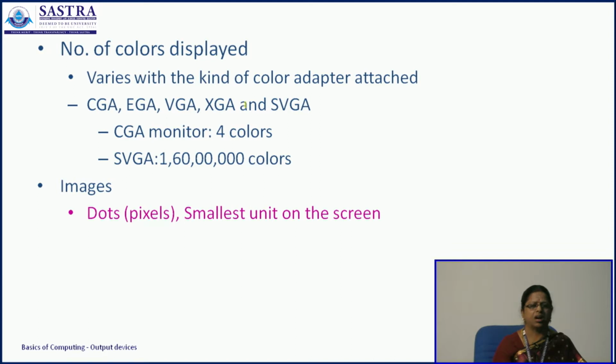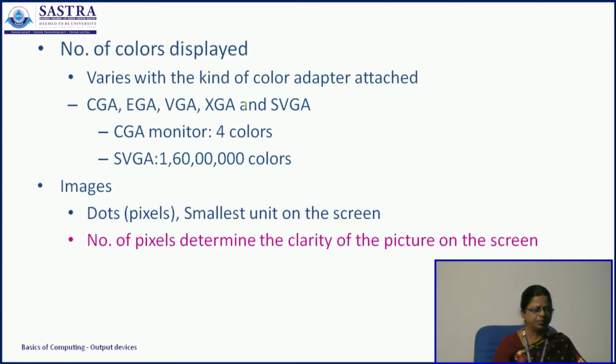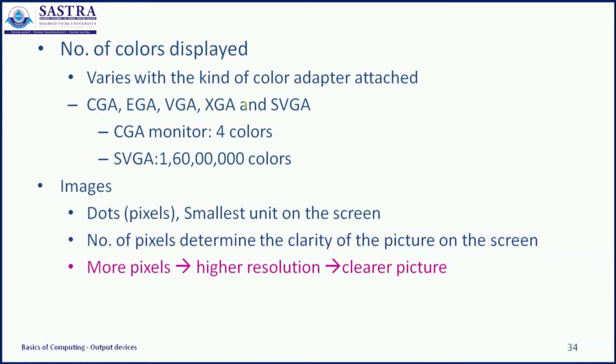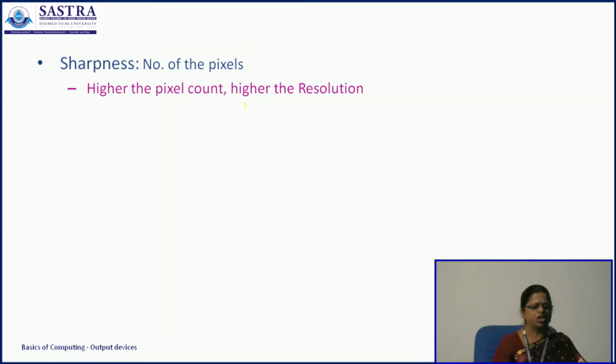The images are in the form of dots or pixels, which is the smallest unit on the screen. The number of pixels determines the clarity of the picture on the screen. If you have more pixels, it has higher resolution and you will get a clearer picture on the screen. These pixels are turned on or off or made into different shades. The sharpness depends on the number of pixels. Higher the pixel count, higher the resolution.